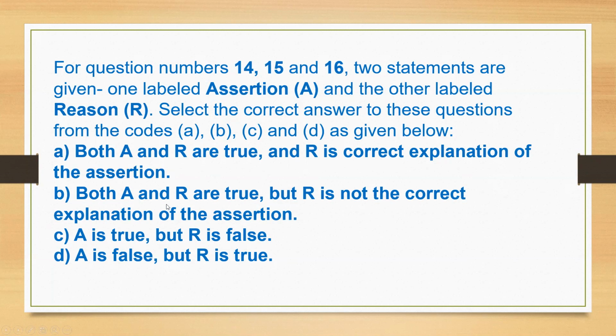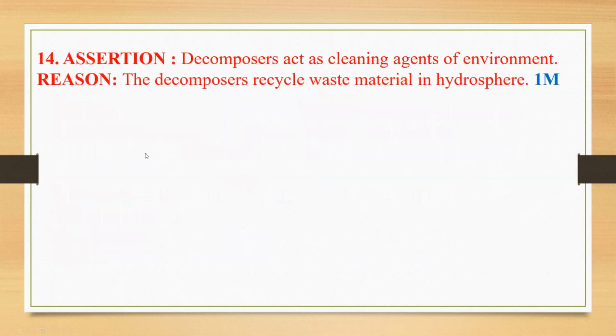If you opt for B, both A and R are true, but R is not the correct explanation for the assertion. If you opt for C, A is true, but R is false. If you opt for D, A is false, but R is true. Remember this. We'll move to the questions and answers on this assertion and reasoning type.